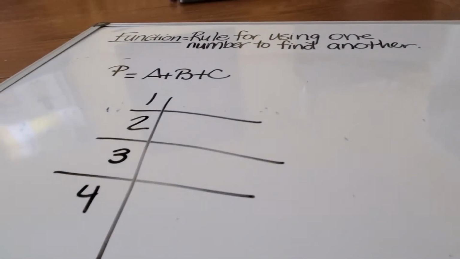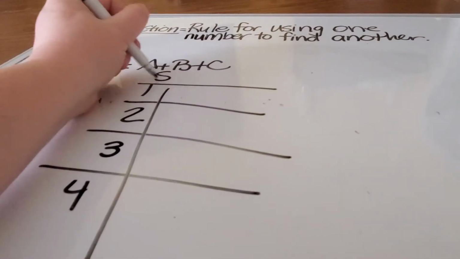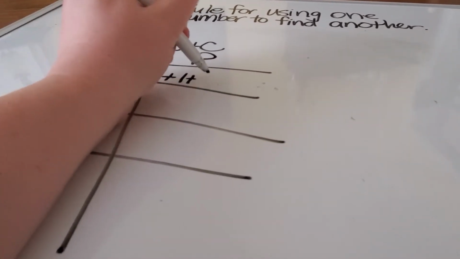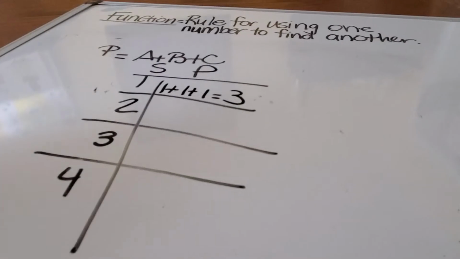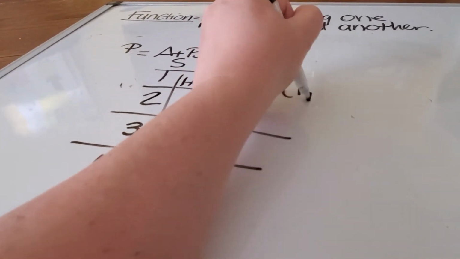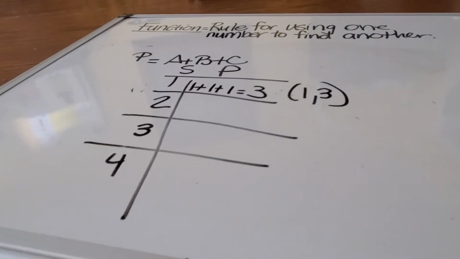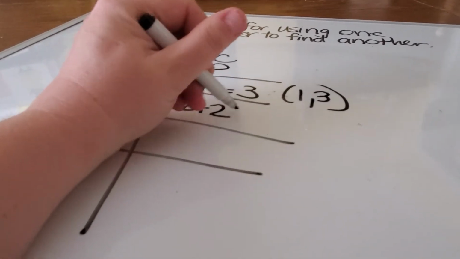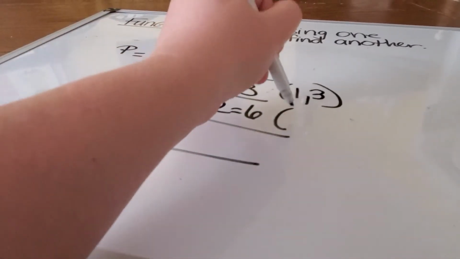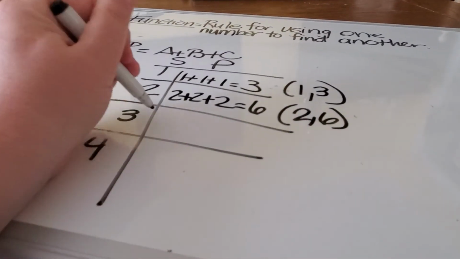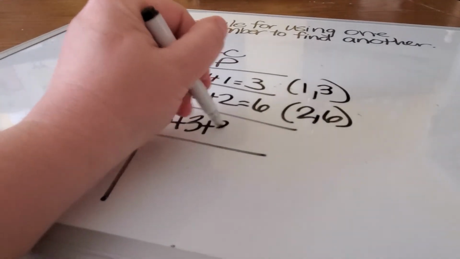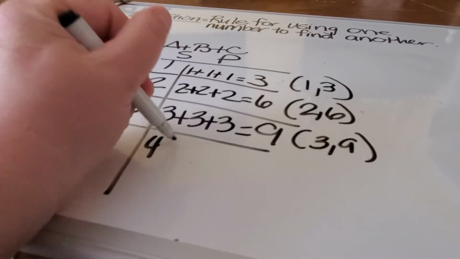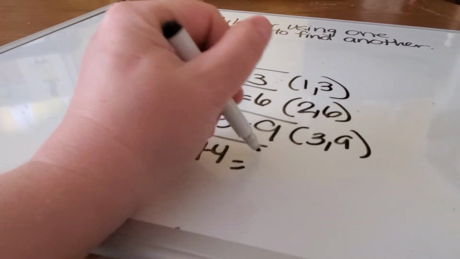So to find out what the P was, and they said that this was going to be S, this was going to be P. Well, I just say 1 plus 1 plus 1, that equals 3. So P is 3. So if I was graphing, I'd have 1, 3. Right? Now I'd say 2 plus 2 plus 2. That's 6. So my ordered pair would be 2, 6. 3 plus 3 plus 3, that's 9. 3, 9. And then 4 plus 4 plus 4. That's going to be 12.